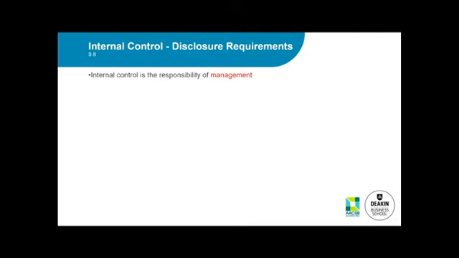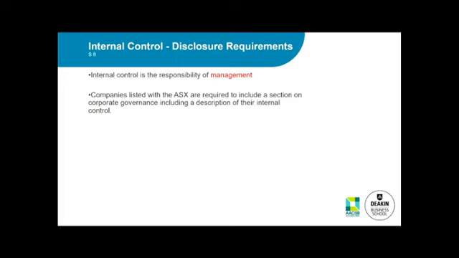Remember, we as shareholders give managers the power or discretion to generate profits from the company's operations to then distribute between the shareholders, and it's also their responsibility to make sure that the company is being run smoothly, right? One way to achieve that is to have a strong internal control system, so it is under their discretion, or it is their responsibility. So companies that are listed on the ASX, Australian Stock Exchange, are required to include a section on corporate governance, including a description of their internal controls, right?